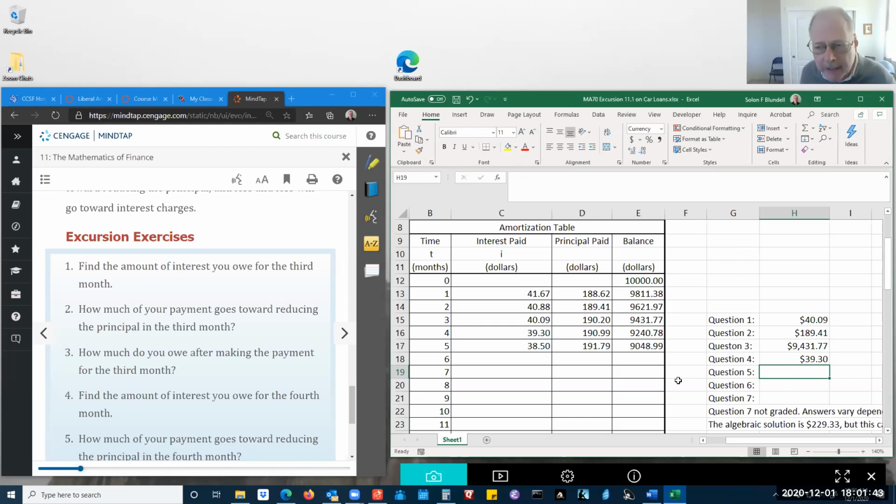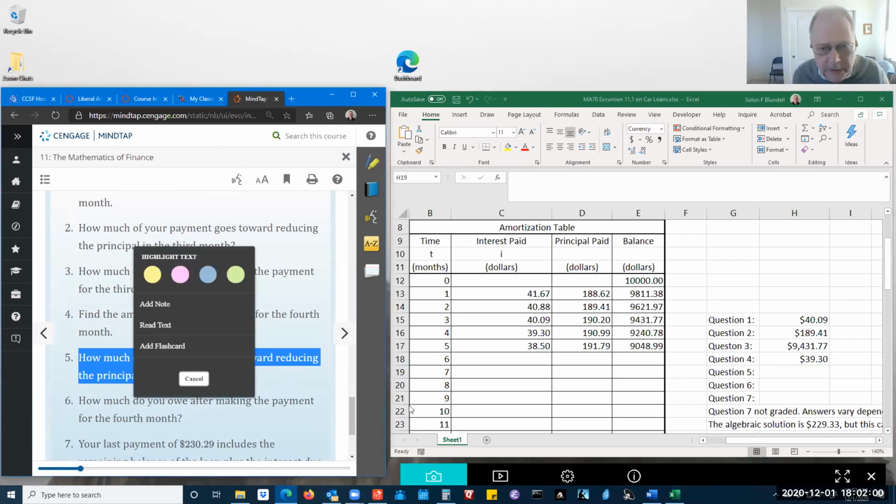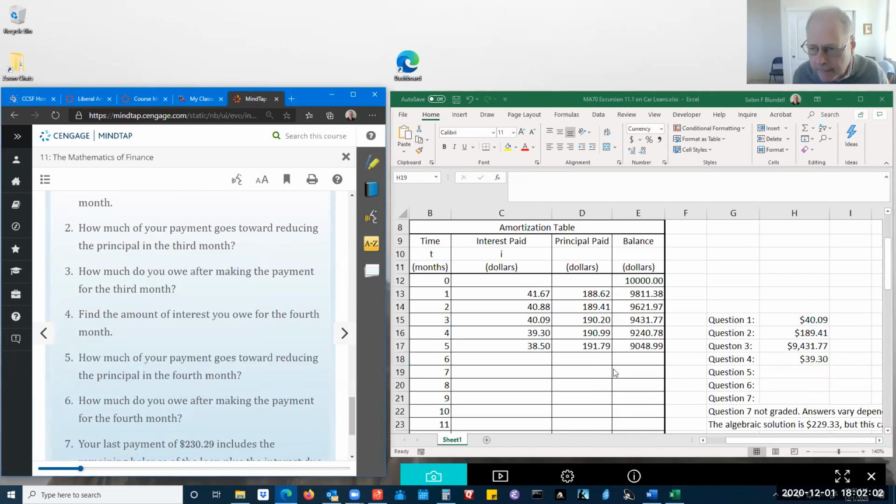Question 4, the amount of money I owe for interest at the end of the fourth month, you were paying the interest for that fourth month. How much was that? It was $39.30. It's a little bit less than it was the month before because the principal was a little bit less. Question 5, how much of your payment goes towards reducing the principal in the fourth month? What did you pay towards the principal in the fourth month? Fourth month, principal paid $190.99.